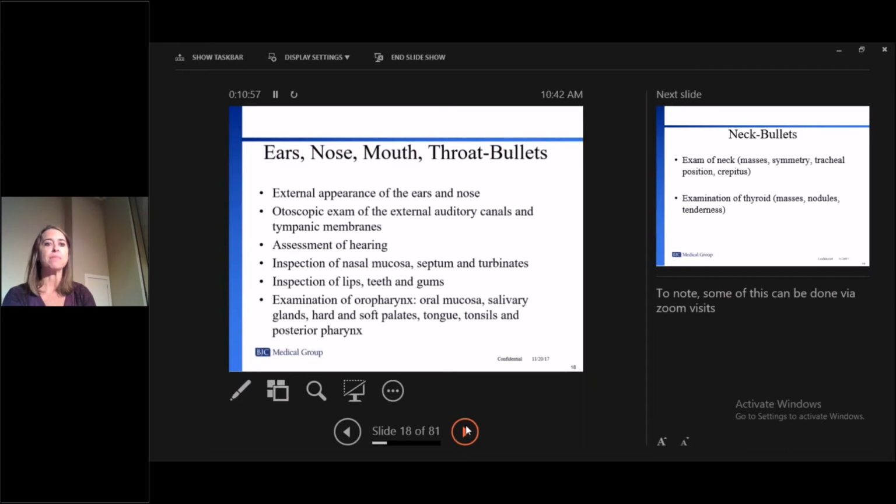So again, external appearance of your ears and nose, your otoscope exam, assessment of hearing, looking up their nose and in their turbinates, looking at their lips, teeth, and gum. Are they edentulous? Those kind of things. And then their oral mucosa, salivary glands, and their palate and tonsils are all acceptable bullet marks for your ENT exam.